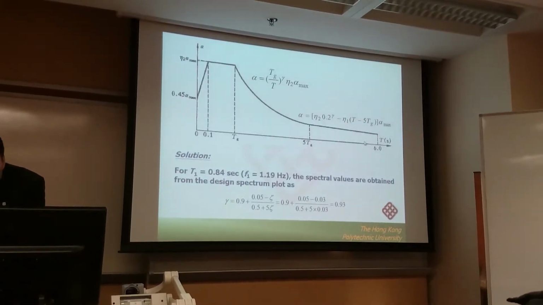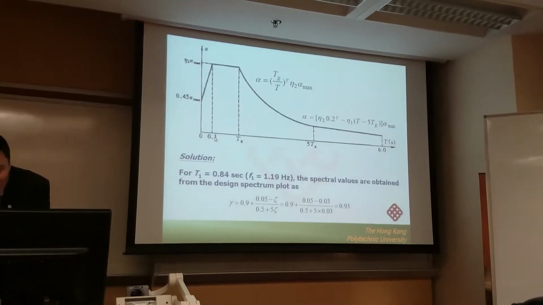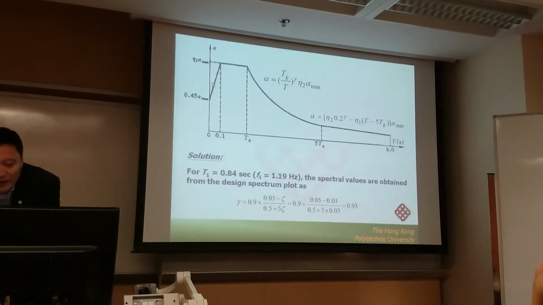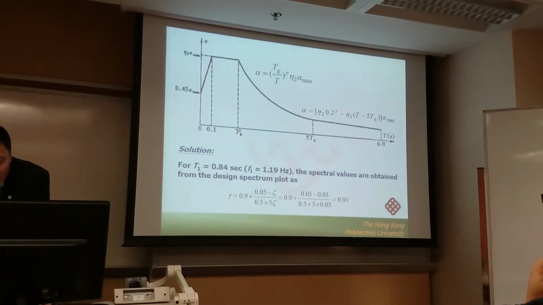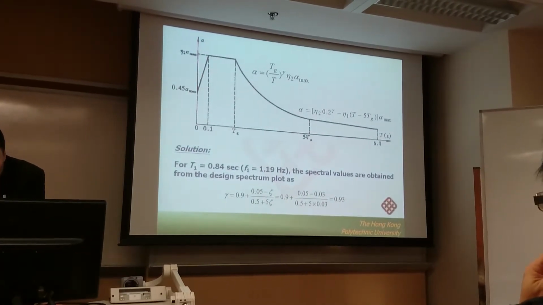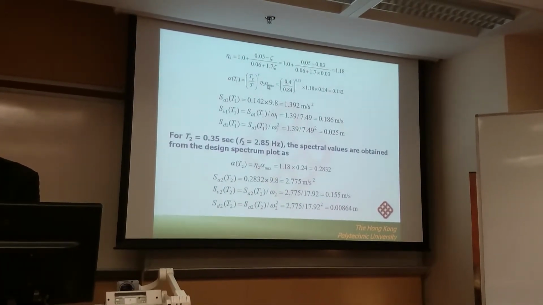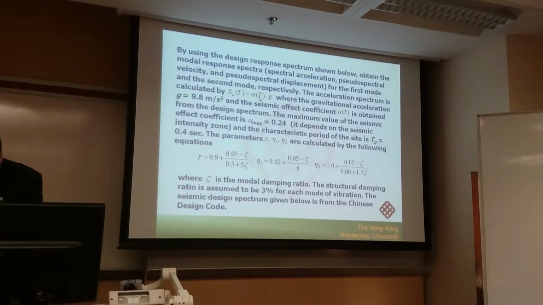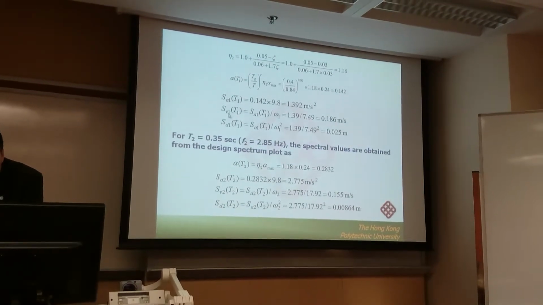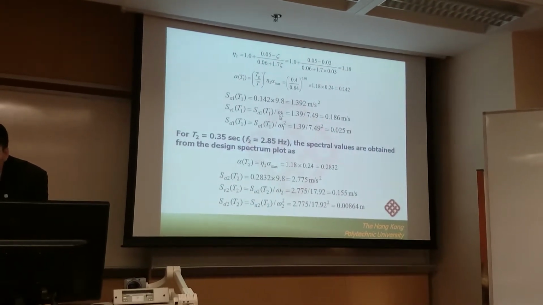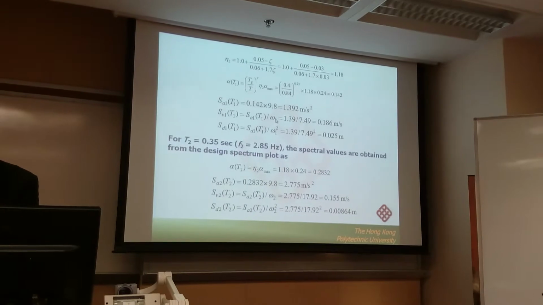If larger than 5 TG, we use the second formula. If less than TG, it is equal to a constant value, and if less than 0.1 second, we use a linear interpolation. In this case, because T1 is between TG and 5 TG, we use this formula to obtain the alpha value. After obtaining the alpha value, SA1 is equal to alpha times g. So we have obtained the maximum acceleration. And then based on the pseudo relationship, we can obtain the maximum velocity and the maximum displacement. Of course, when we consider the first mode, we use omega 1, right?